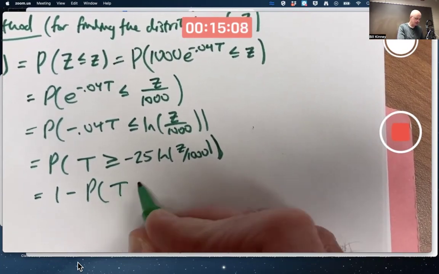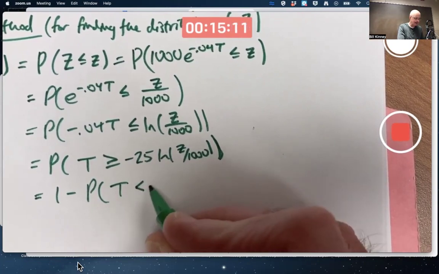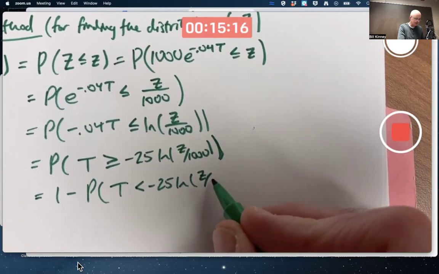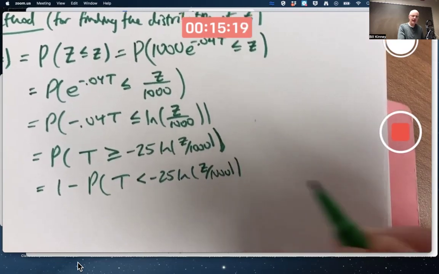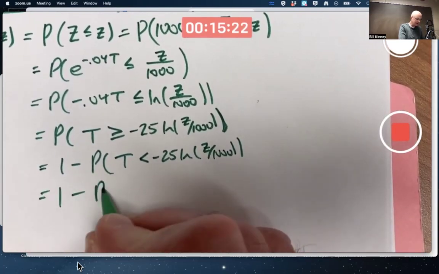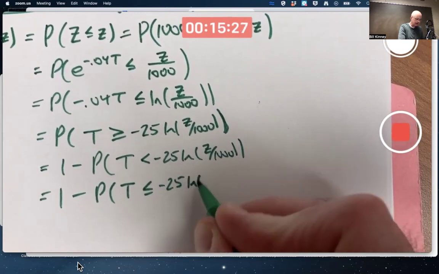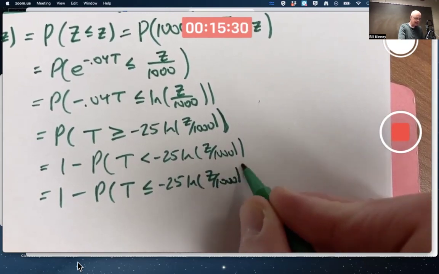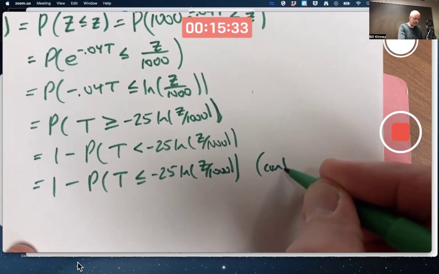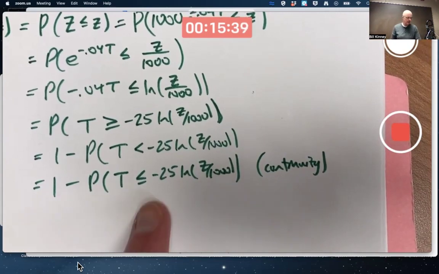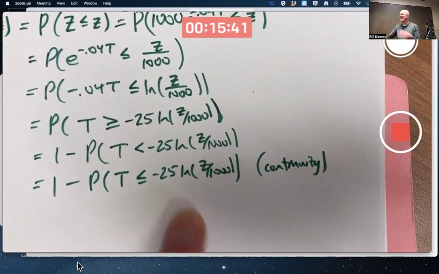The opposite of this is to switch the inequality around and make it technically a strict less than. That's the opposite of greater than or equal to, is strict less than. However, because the variable is continuous, it's okay to convert that less than to a less than or equal to. Since this is essentially continuity, intuitively, the chances that t equals negative 25 ln of z over 1,000 exactly is so small we could take it to be 0. From a modeling standpoint, it's exactly 0.